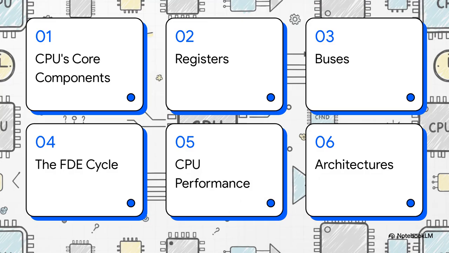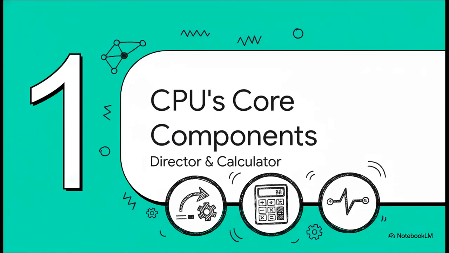So, here's what's on the slab. First, we'll identify the core organs, what makes it tick. Then, we'll trace the information superhighways, the neural pathways, if you will. We're even going to watch a single thought happen in real time. And to wrap it all up, we'll look at the two main blueprints that architects use to design these digital brains. Let's get started.